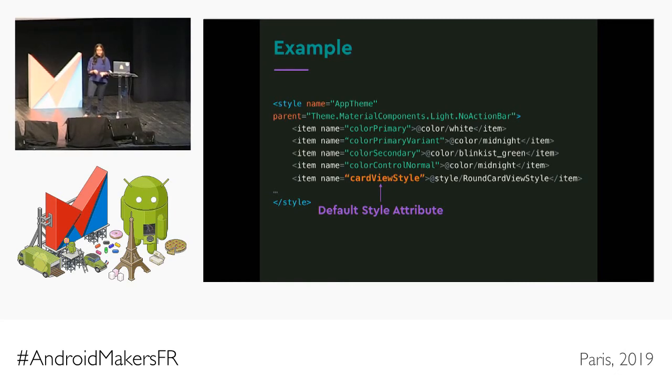This is an example of an app theme, and we're setting the card view style to this round card view style, the default style. And this card view style attribute is known as a default style attribute because we're saying, hey, by default, we want all the card views to have this style. So what happens next? In order to understand this, let's take a look at the card view class.